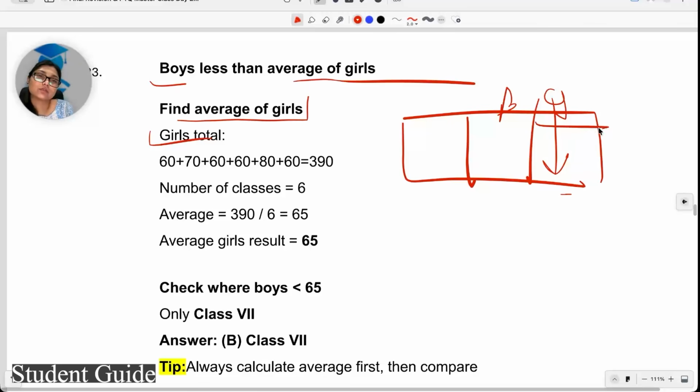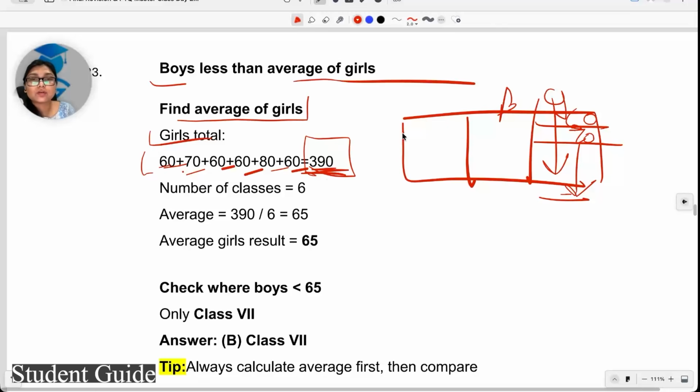Okay. So you already know first one was 60, that second class has 70. So this way you have got the total. So here 70 plus 60 plus 70, then again 60, 60, and then 80, then again 60. We have got the total of girls, that is 390.